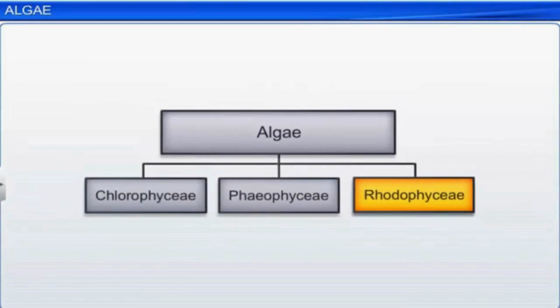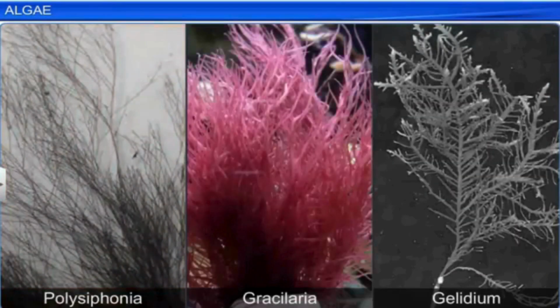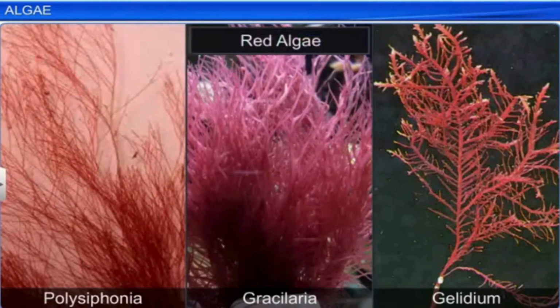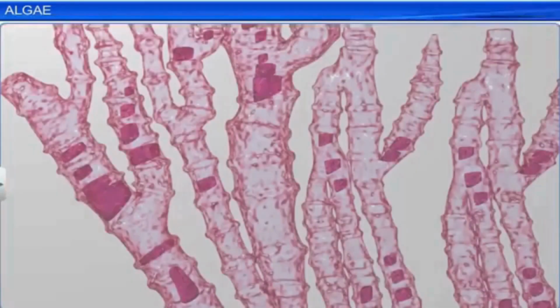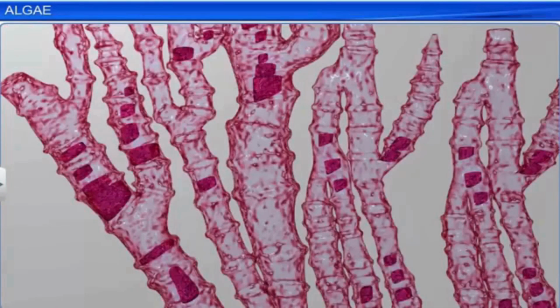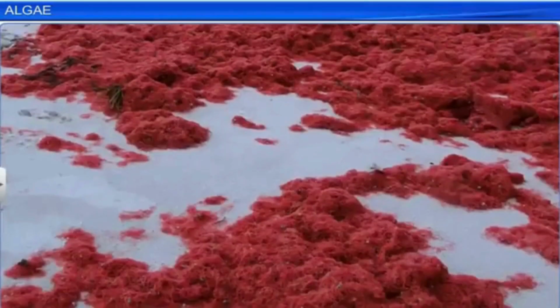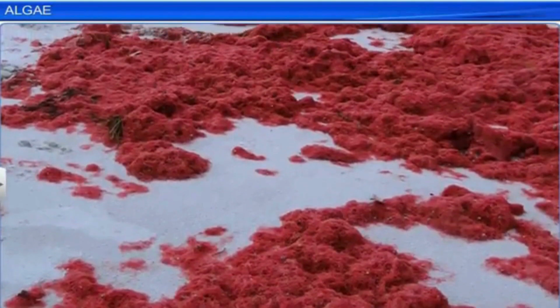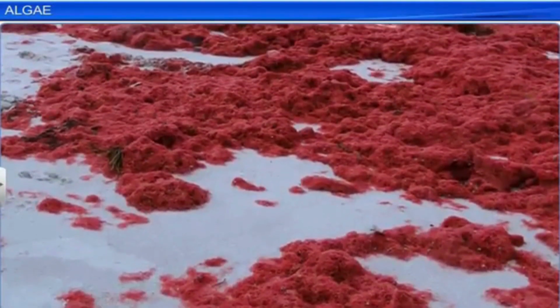Rhodophyceae is another class of algae whose members include Polysiphonia, Gracilaria, and Gelidium. The members are often called red algae. The red color is due to a high concentration of the red pigment R-phycoerythrin. The thalli of red algae are multicellular, and food is stored as floridean starch inside the cells. Red algae are found in brackish and salt water, and mostly in warmer areas.